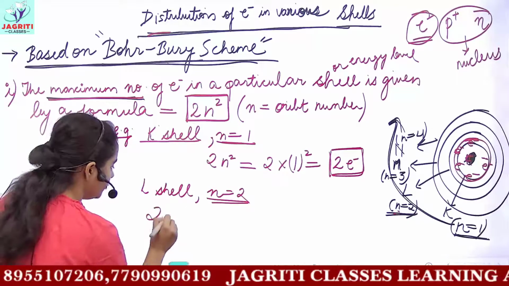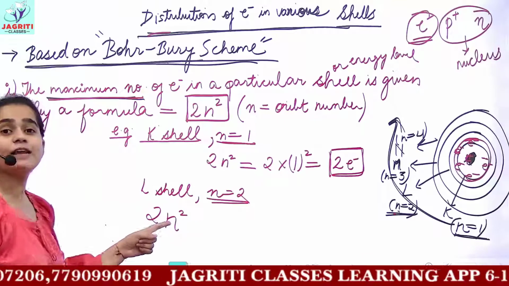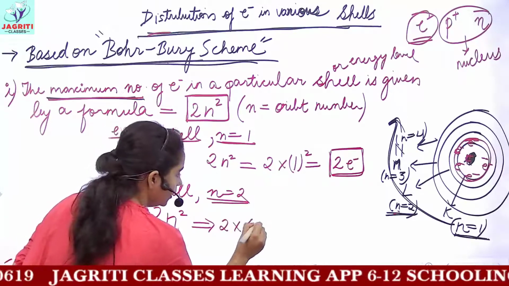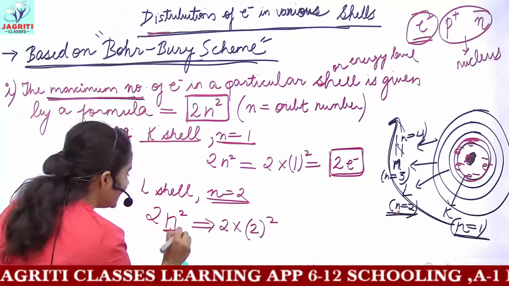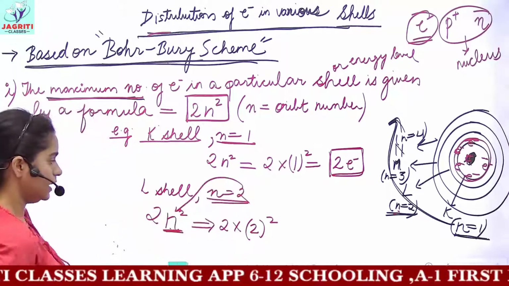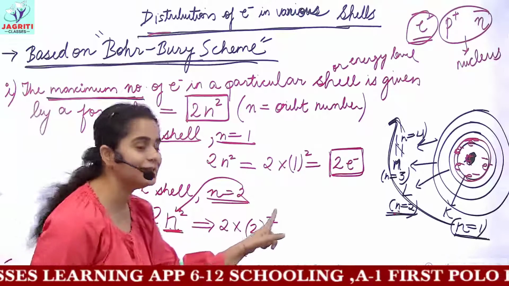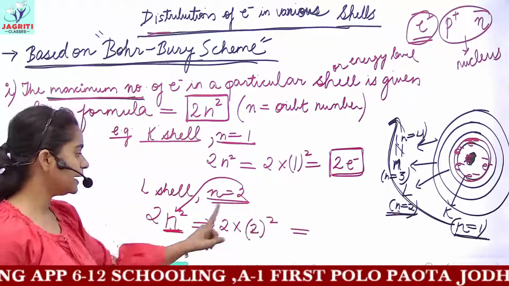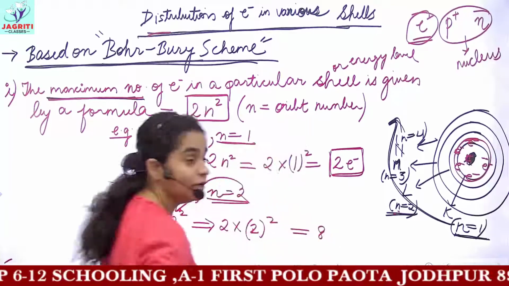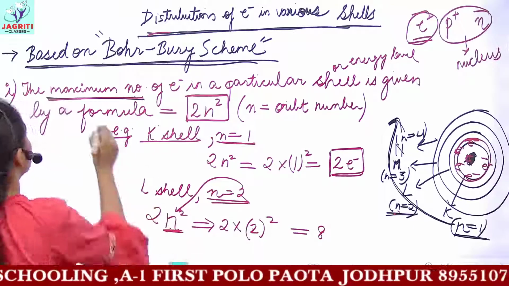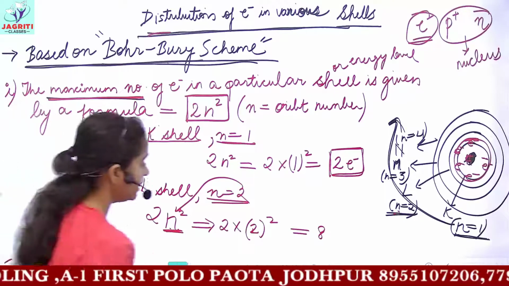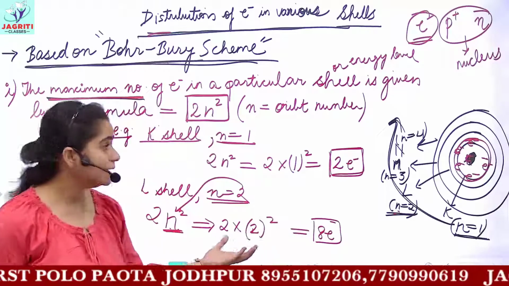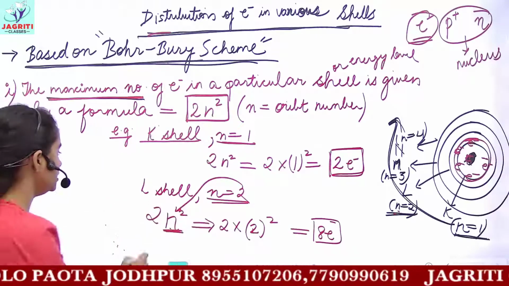Now solving the formula, instead of n put the value 2. What we get is 2 multiplied by 2 square. In this n I am writing the value 2, and this is n square here, so I am squaring the term. 2 square is 4, 2 into 2 is 4, and 4 into 2 will give you 8. So the maximum number of electrons which can be accommodated in your L shell will be 8 electrons. Now I think this topic is quite clear, and you can solve it out for the remaining shells.